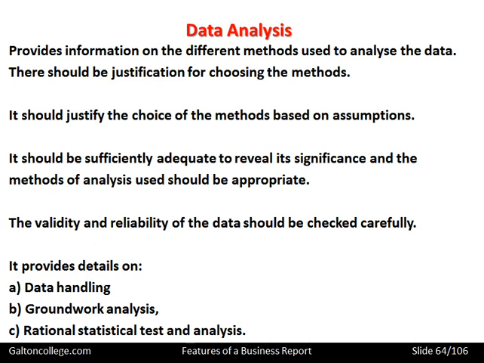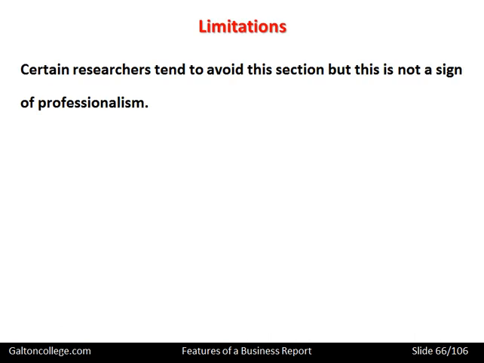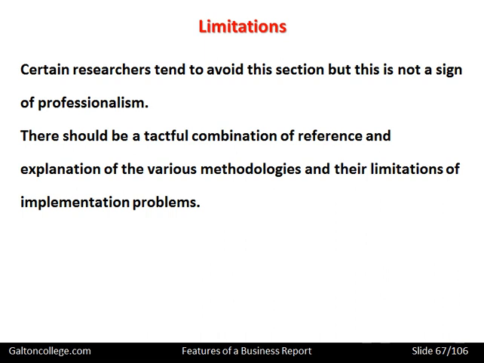So there are different samples for different situations. Let's look at the limitations. Certain researchers tend to avoid this section, but this is not a sign of professionalism. Limitations should be confronted up front. It should be openly and honestly confronted. There should be a tactful combination of reference and explanation of the various methodologies and their limitations of implementation.